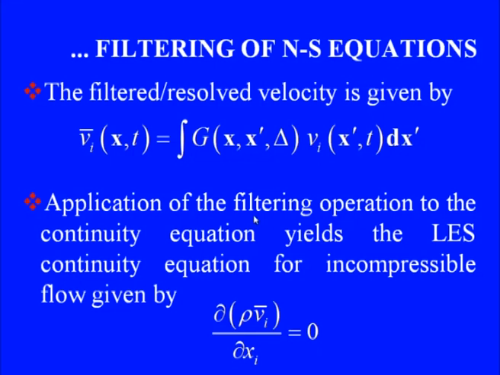Application of the filtering operation to the continuity equation for incompressible flows leads to a very simple form. The time derivative term is not there for incompressible flow, so we have got only one term here, the divergence term. So, del over del xi of rho Vi bar is equal to 0. If you remember, our original continuity equation was del over del xi of rho Vi. The only thing which has changed for the filtered equation is that we have just replaced Vi by the filtered velocity Vi bar. Similarly, let us now apply the filtering process to our momentum equation.